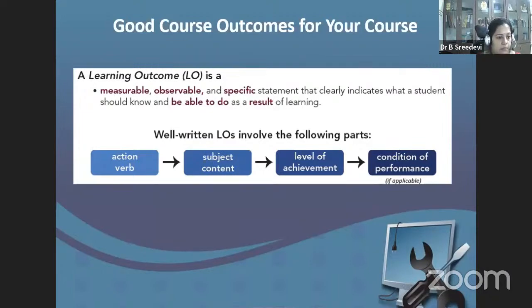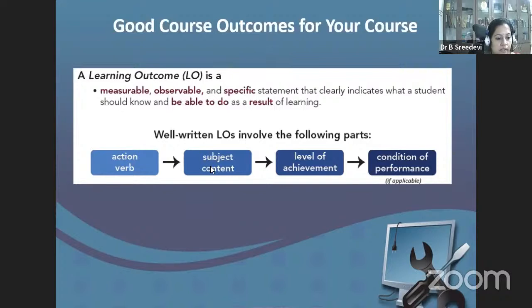So first, how to write the course outcome. These are the things you have to keep in mind for writing effective course outcomes. First is the action verb. What do you mean by an action verb? Any action, we call it a verb. For example, examine, understand. All these I call action verbs.